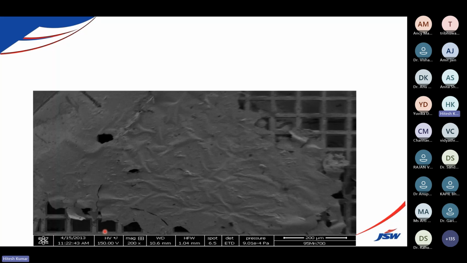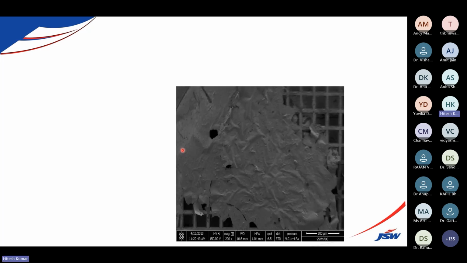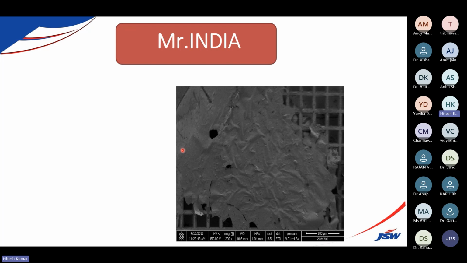So what we did, we again reduced the voltage. Now you can see the film is quite clear, and there is too much roughness inside your film. So this is how it works. You need to play with your microscopy. You need to find out which is the appropriate voltage to use.